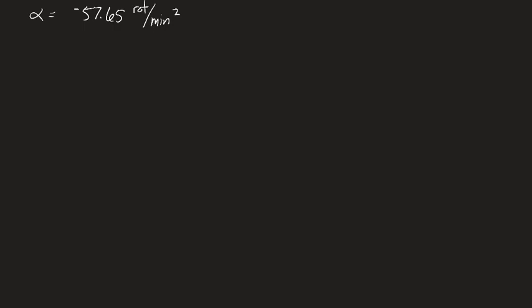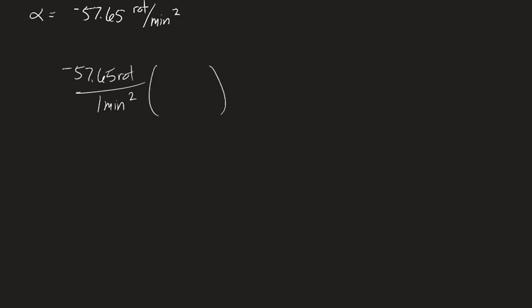Now, we need to convert this to radians per second squared. Have you guys learned how to do that when you have a squared as one of your things? Anybody do this before? Okay, so this is the first time? All right, we're going to do all the same things. Negative 57.65 rotations divided by 1 minute squared.